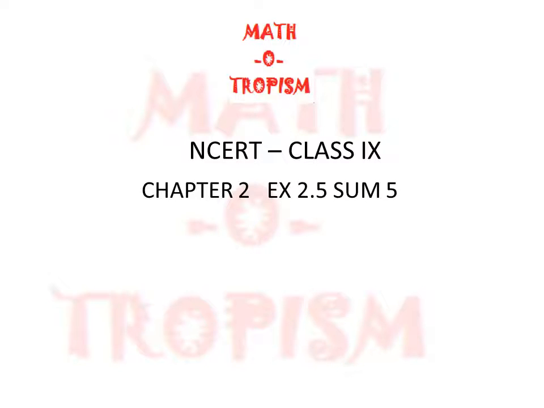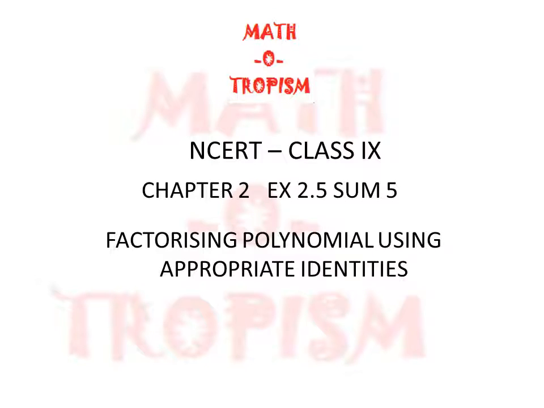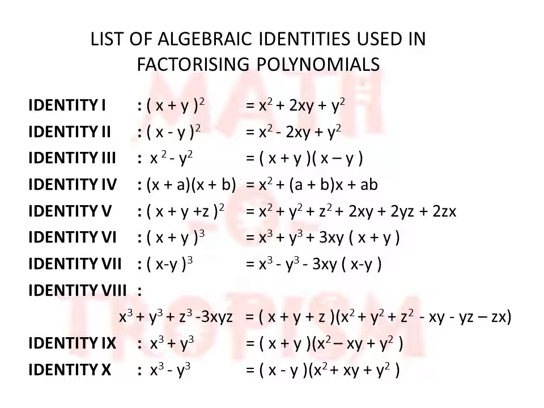This is exercise 2.5, sum 5. This is regarding factorizing a polynomial using the appropriate identities. I have listed out the algebraic identities which are used in factorizing the polynomials. There are 10 identities given in this book. Please be familiar with all of them to identify which identity we need to use.